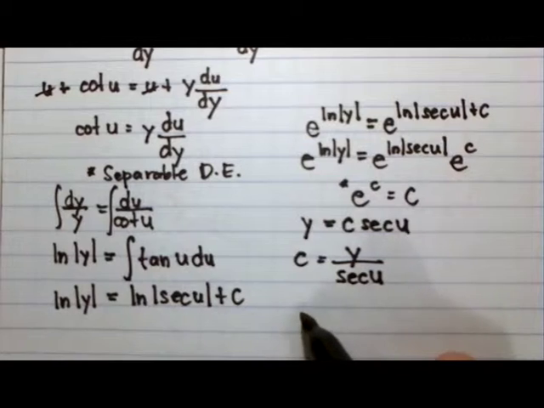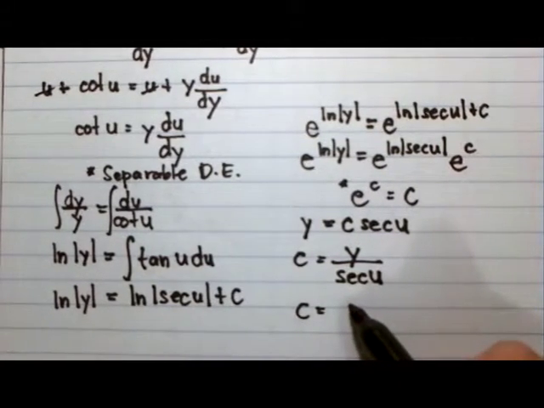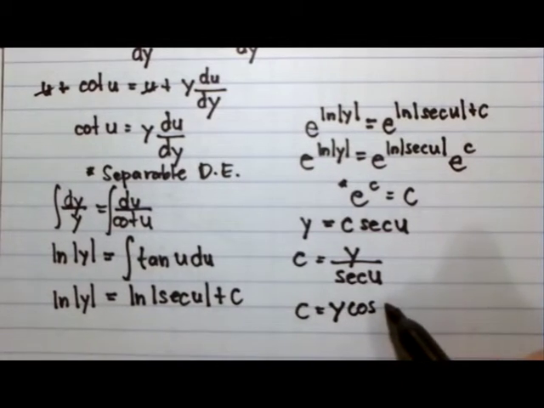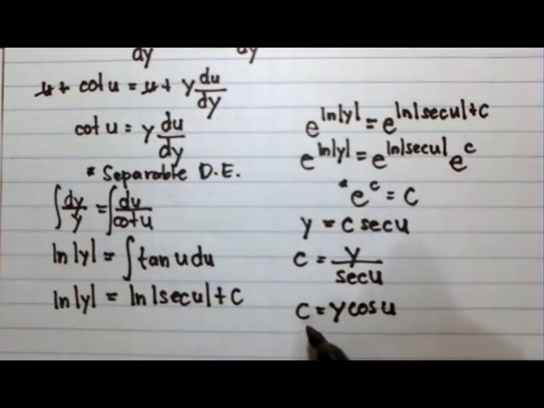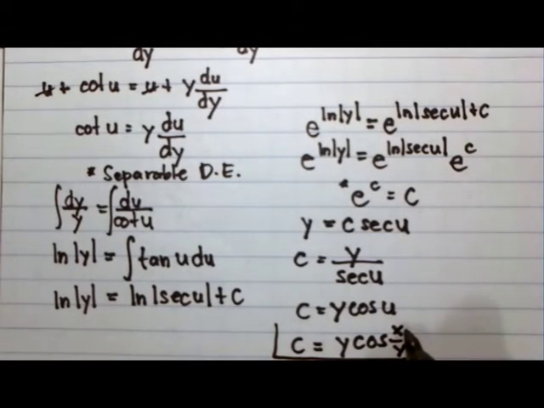By trigonometric identities, 1 over secant u is equal to cosine u. So we have c is equal to y cosine u. Since u has a value of x over y, we change cosine u into cosine x over y. And we now have our general solution.